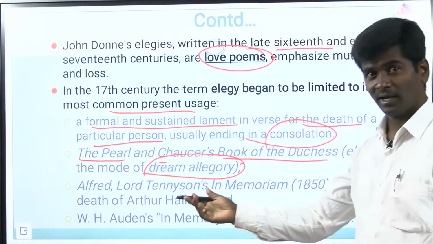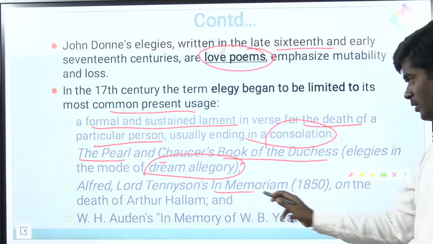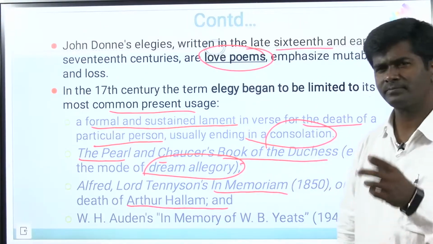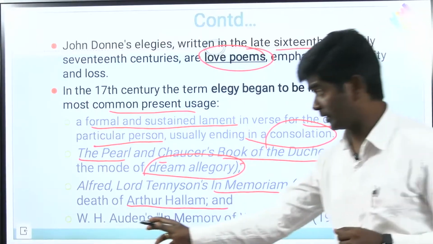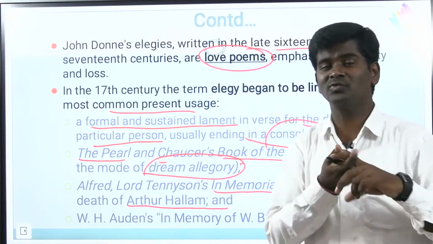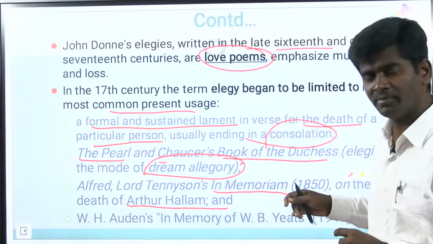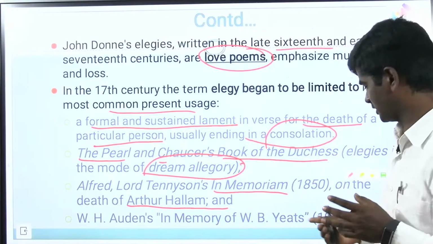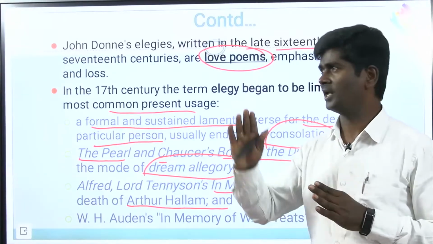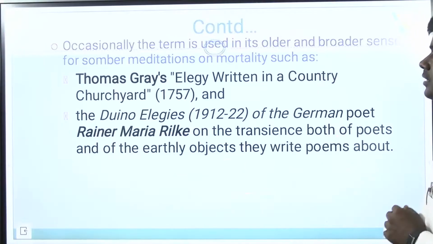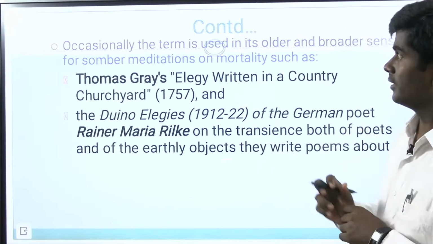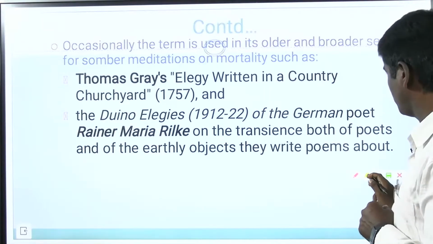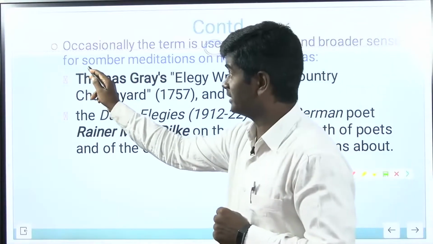Enough. Next, you can also find Alfred Lord Tennyson's In Memoriam, the popular elegy written on the death of Arthur Henry Hallam. Next, W.H. Auden and W.B. Yeats were close friends. And on the death of W.B. Yeats, W.H. Auden wrote a poem in memory of W.B. Yeats in 1940. These are the best examples of elegies. Next, occasionally, the term is used in its older and broader sense. Sometimes it can also be used for somber meditations.